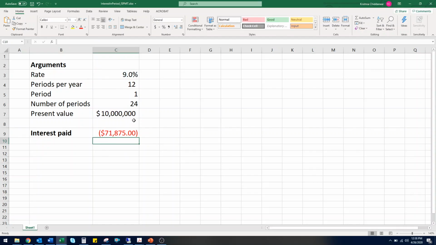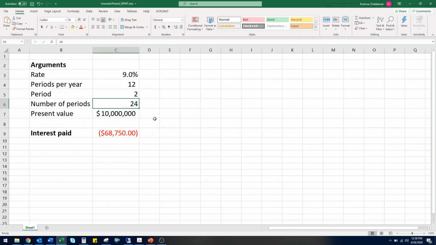So it is $71,875. The negative number indicates it is a cash outflow. Now let's see how that would change if we look at period number 2. So I will go into cell C5, type 2, and before I press enter, just remind myself the interest paid in period 1 is $71,875. And we can see in period 2 it's $68,750.